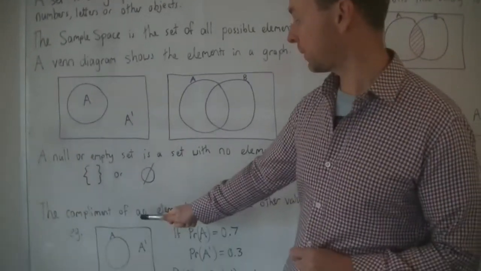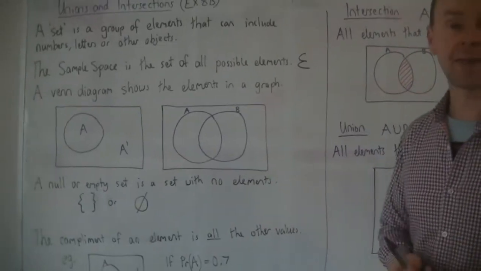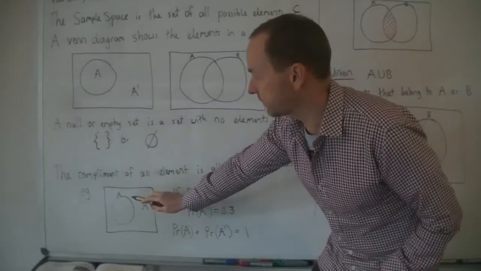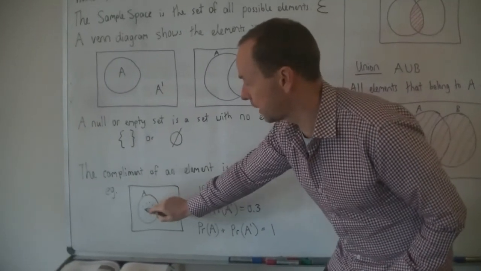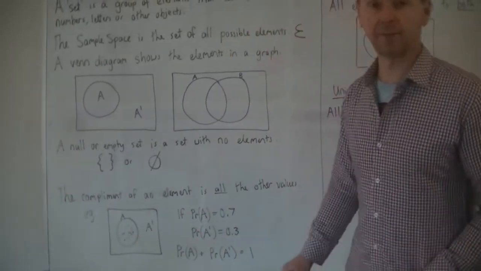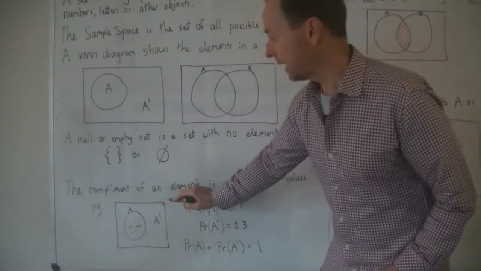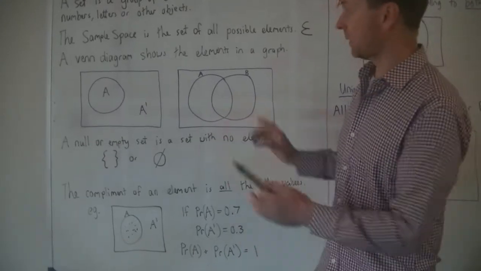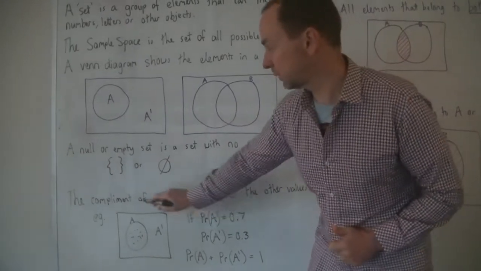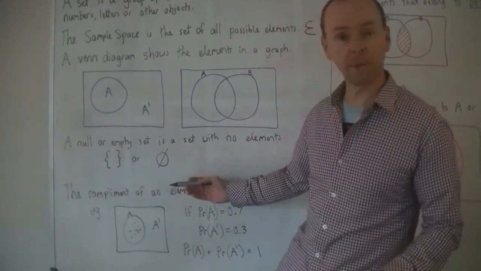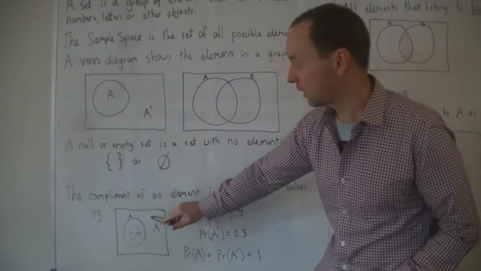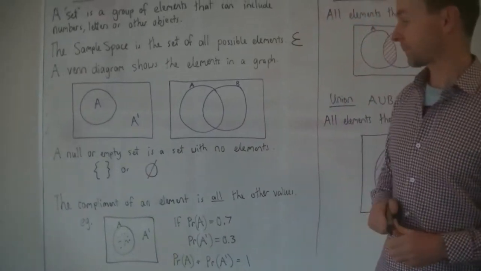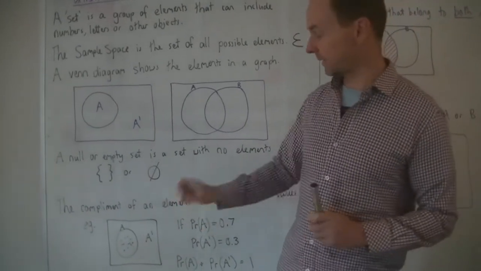The next one, the complement of an element is all the other values not in that set. So here we've got set A. Whatever they might be there, it might be all the odd numbers under 10. So 1, 3, 5, 7, 9. And if the whole sample space or the whole universal set is all the numbers up to 20, then all the other numbers, not 1, 3, 5, 7, 9, that'd be in the complement of that. So it's all the other values that aren't in that set.